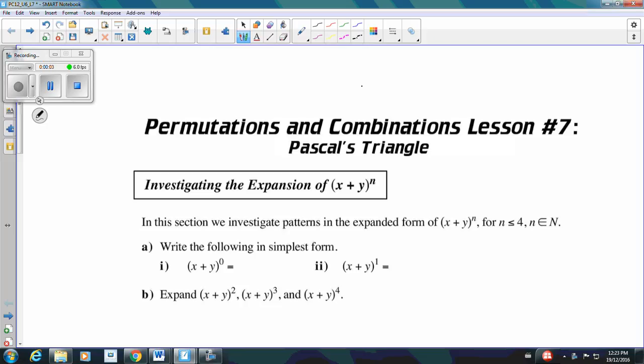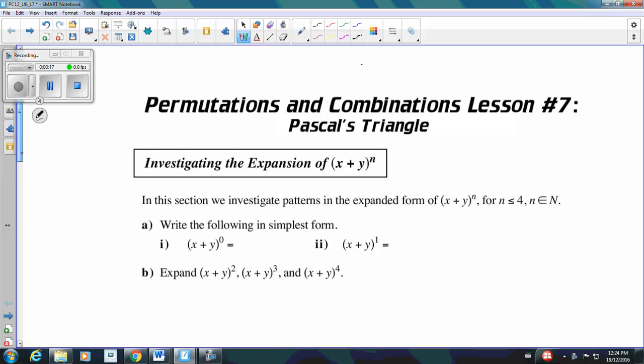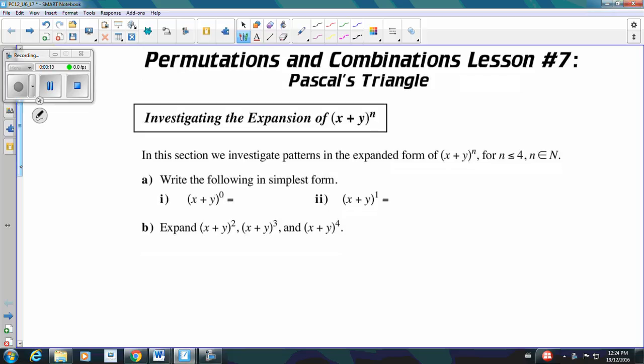Permutations and combinations, lesson 7, Pascal's triangle. So we're kind of changing work a little bit here. We're going to the second part of this unit, which is all about doing some expansion. We're going to start by looking at the expansion of x plus y to the power of n. In this section we will investigate patterns in the expanded form of x plus y to the n for n less than or equal to 4.